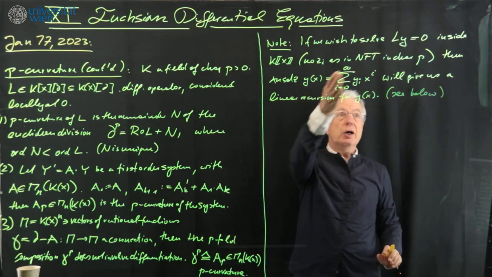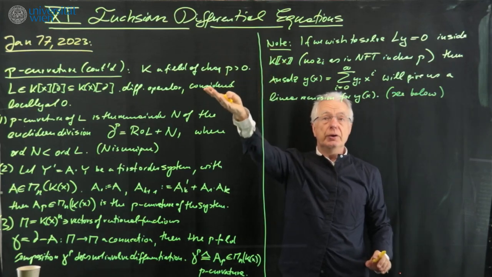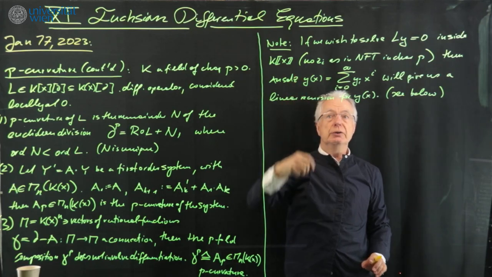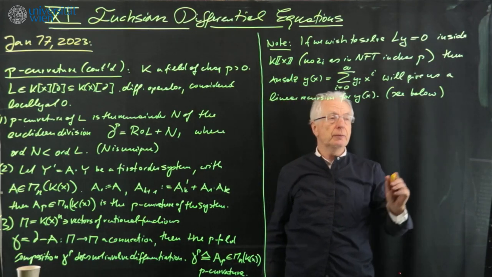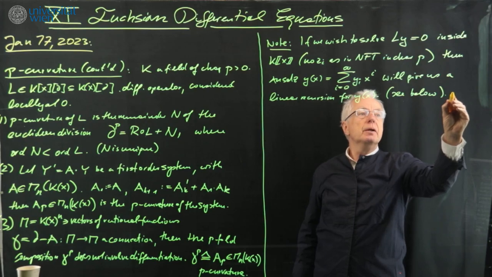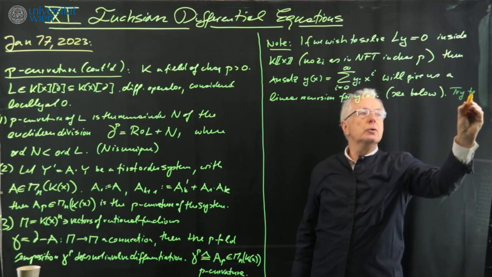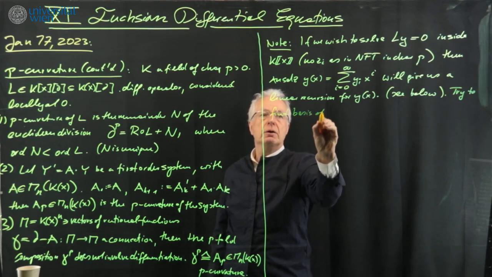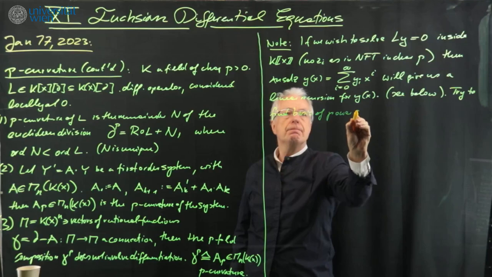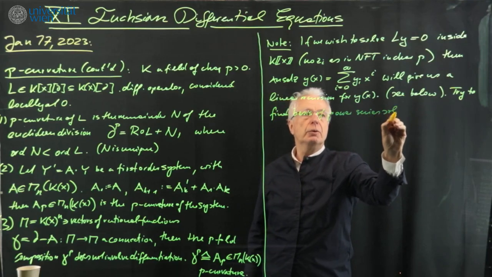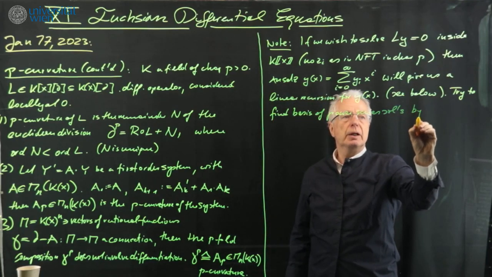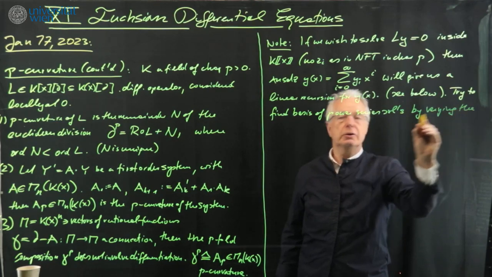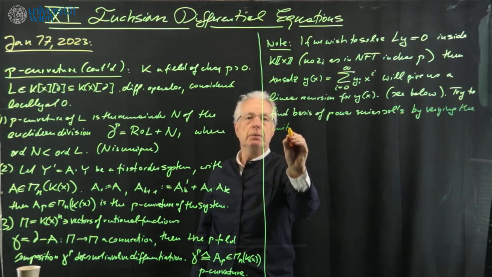Now, if our equation has a basis of power series solutions, we should find all these solutions by choosing different initial values. Try to find a basis of power series solutions. That's not always possible. By varying the initial conditions, which are to be imposed.